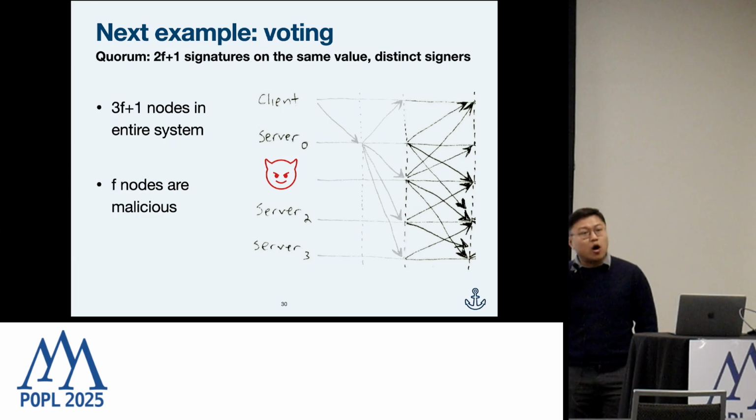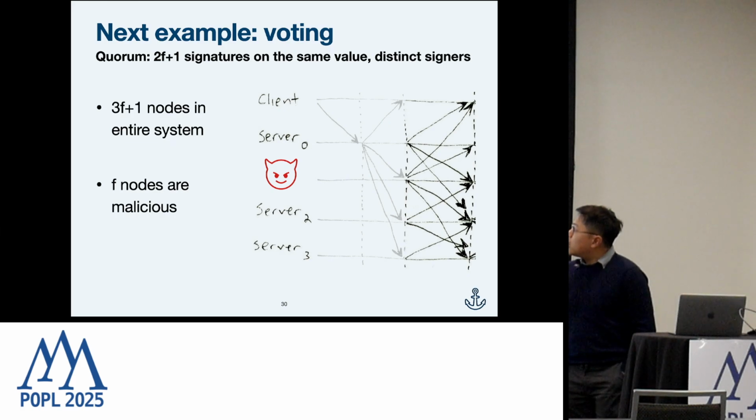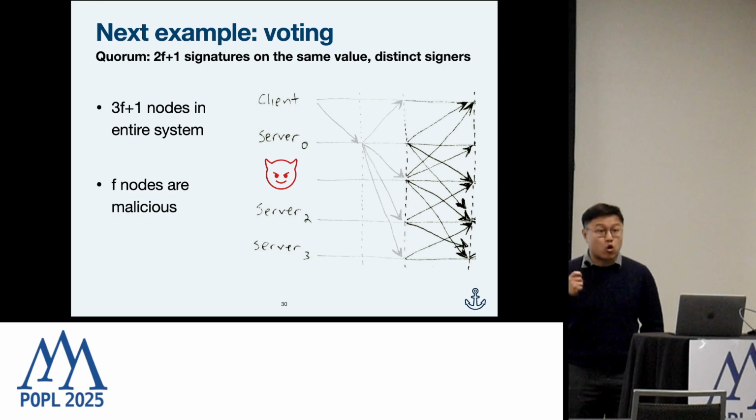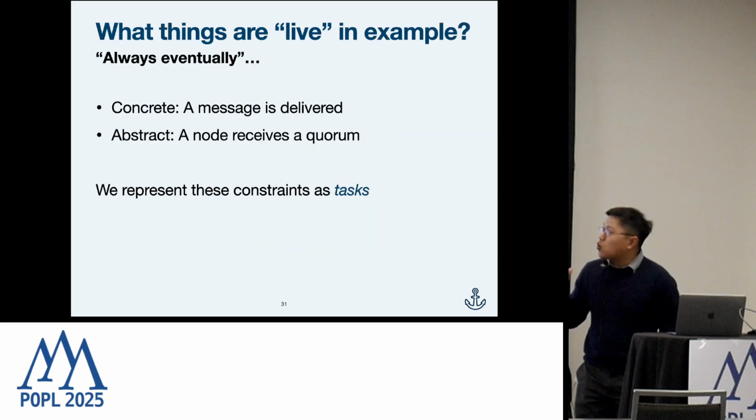Each node sends to all the other nodes some value, and we say that the protocol is done for a node if it's received a set of signatures from distinct signers on the same value. And this is called the quorum, and its size is 2f+1. So what things are live in this example?